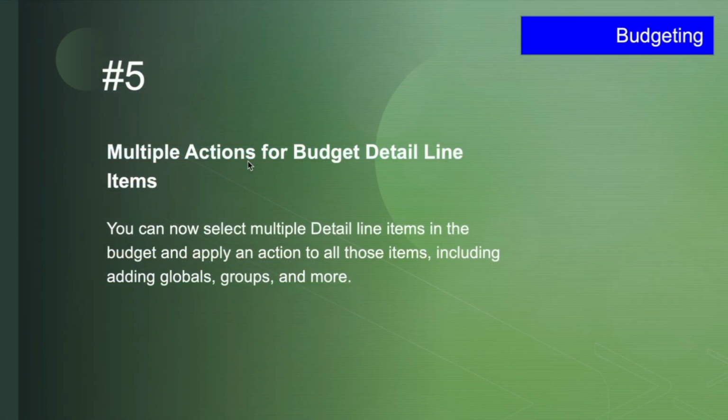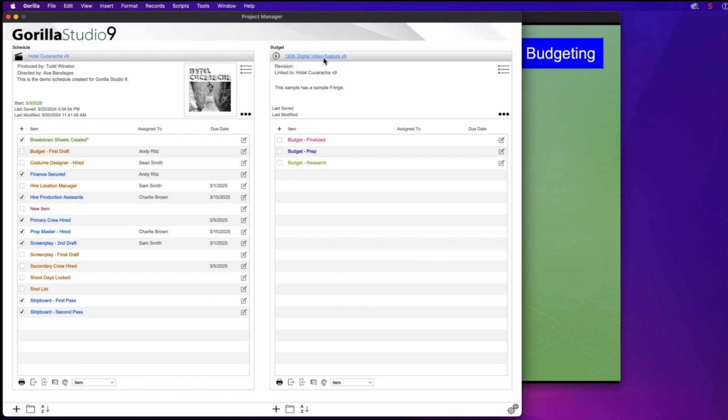Let's go to the next feature. We're going to now go into budgeting. This feature is called multiple actions for budget detail line items. You can now select multiple detail line items in the budget and apply an action to those items, including adding globals, groups, and more. To show you this feature, we need to pop on over to budgeting.